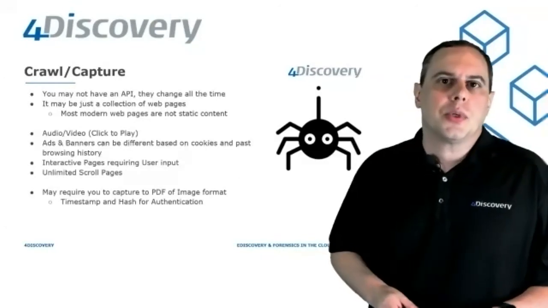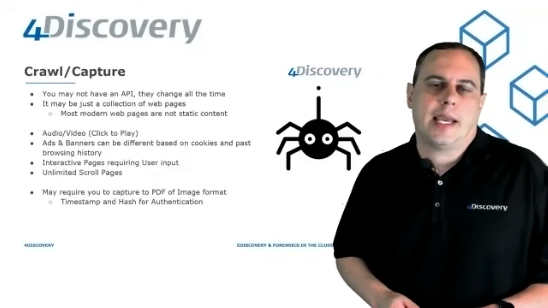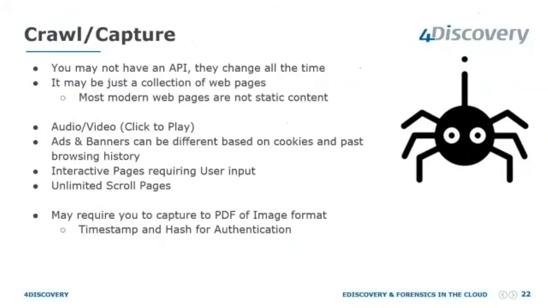As a last resort, you can always crawl and capture. So if the API doesn't have access to what you want, or there's no good way to get that information out, you can always crawl and capture that web page or use that application and make some screenshots.